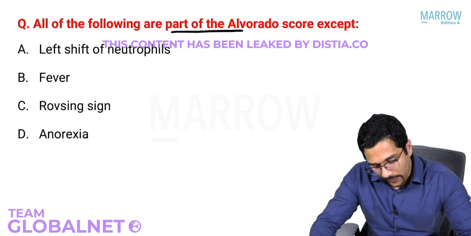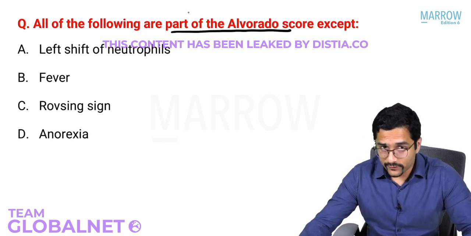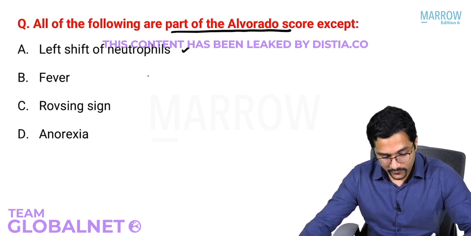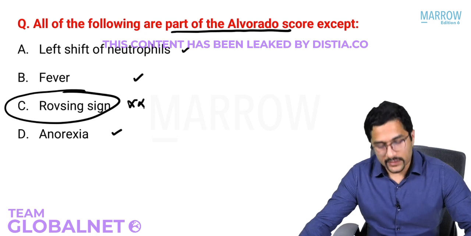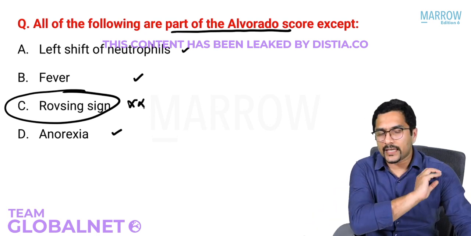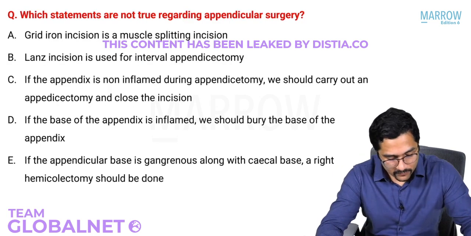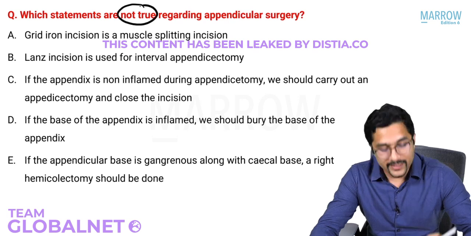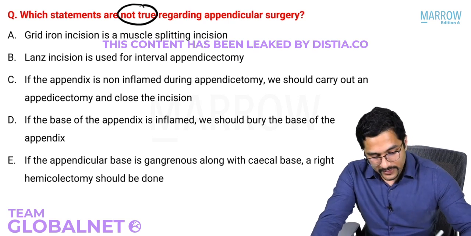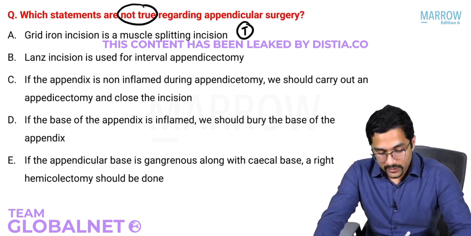All of the following are part of the Alvarado score except: left shift of neutrophils, fever, anorexia, Rovsing sign, none of the above. Psoas sign and Rovsing sign are not part of the Alvarado or the Mantrels scoring system. Which of the following statements are not true regarding appendicular surgery? So we are doing true and false. Gridiron is a muscle splitting incision. This is true. Lanz is used for interval appendicectomy.